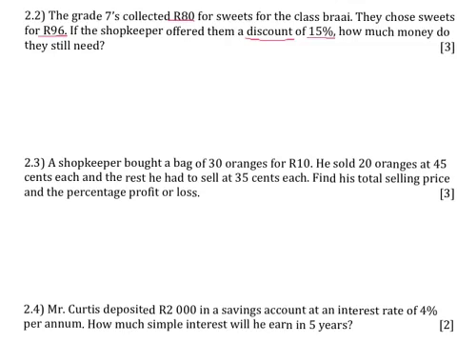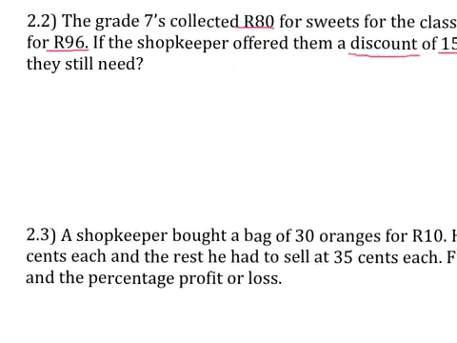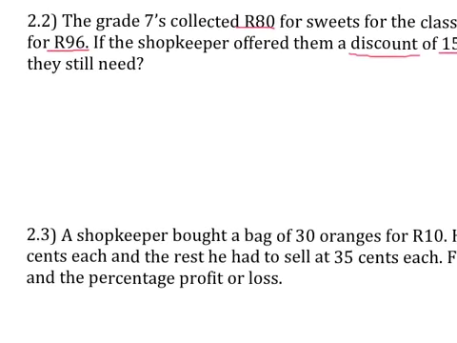So the first thing I'm going to do is work out 15%. I might zoom in a little bit because it's a little tight for space. If I'm going to work out 15% of 96, that's the same thing as working out 15 over 100, that's 15%, of, which is times, 96 over 1.